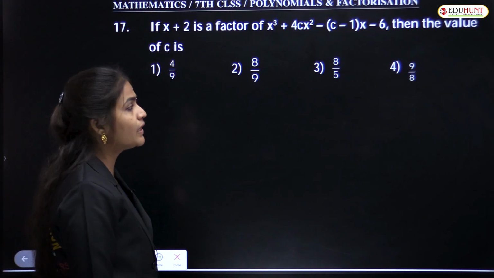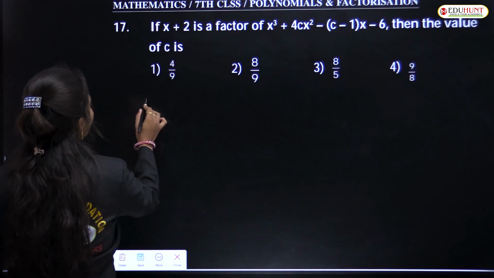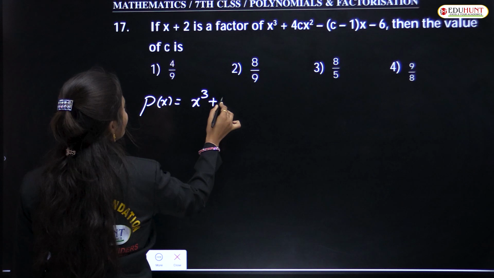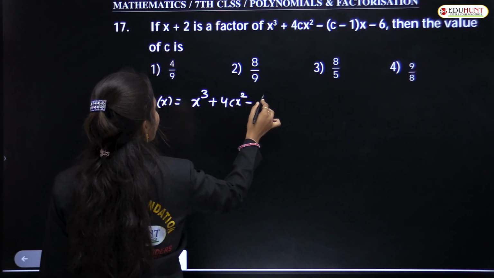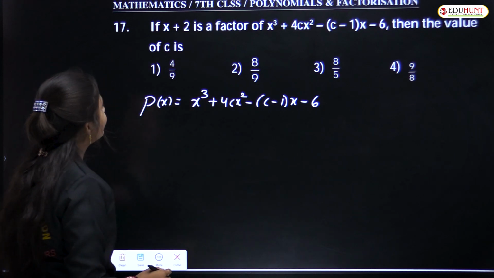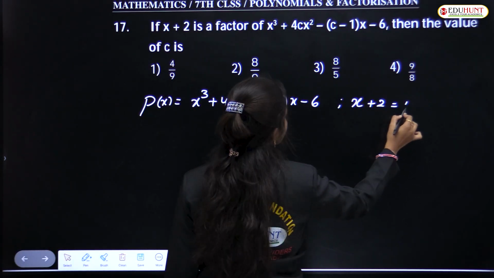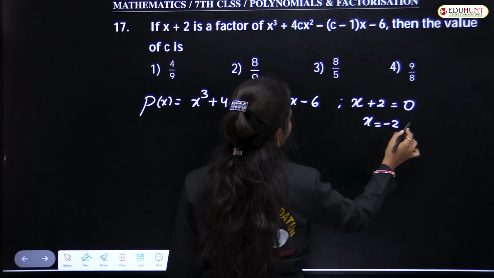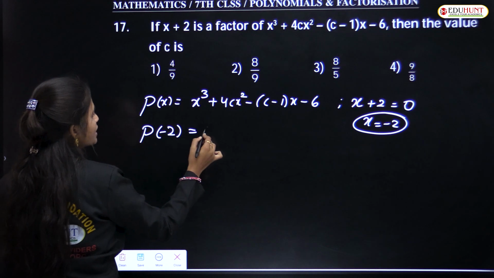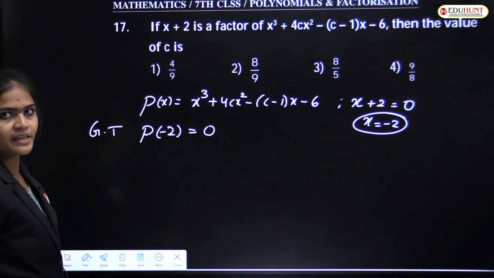So next, the 17th one. If x plus 2 is a factor of the given polynomial p of x equals x cube plus 4c x square minus (c minus 1) into x minus 6, then x plus 2 is a factor, they are saying. So x plus 2 equals 0, x equals minus 2. Factor they are saying, no? So that's why p of minus 2 equals 0. That's what they gave in that question, just like the previous one.